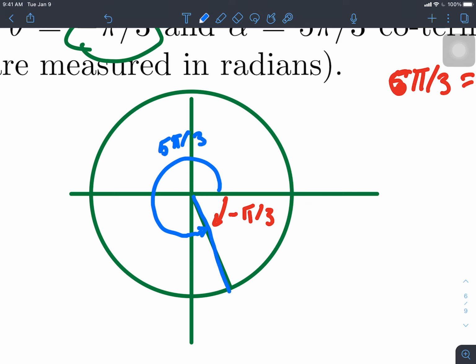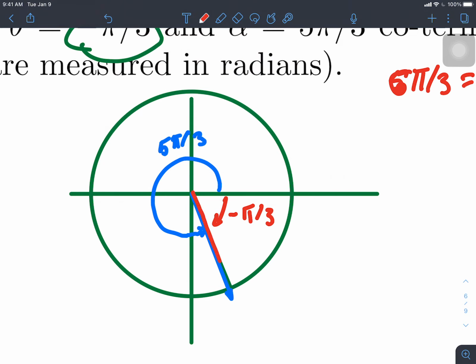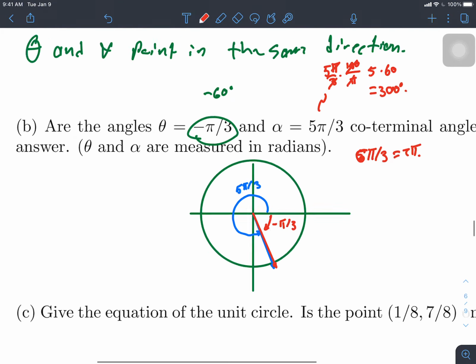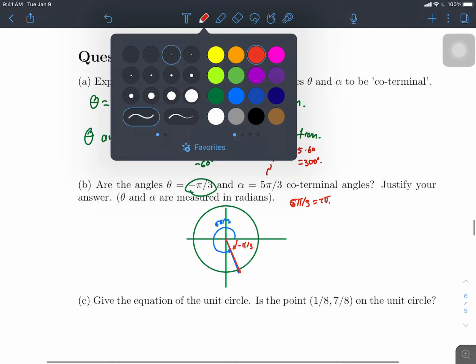And both 5 pi over 3 and negative pi over 3 actually point in the same direction. So it's true, they are coterminal.